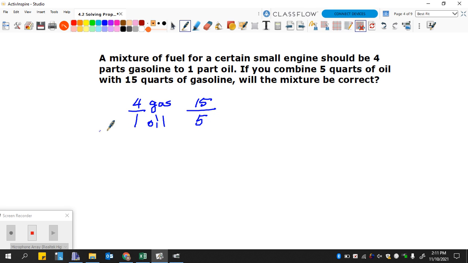Well, we can just cross multiply. We can say 4 times 5, is that equal to 1 times 15? Well, 4 times 5 is 20, and 1 times 15 is 15. So no, that is not the same. And if you use that mixture for the gasoline and run that small engine, you will damage your small engine.